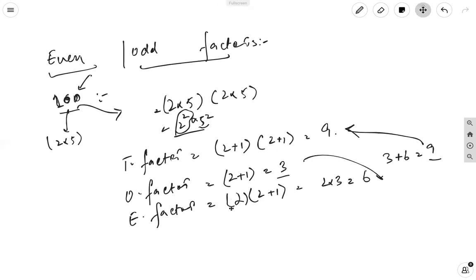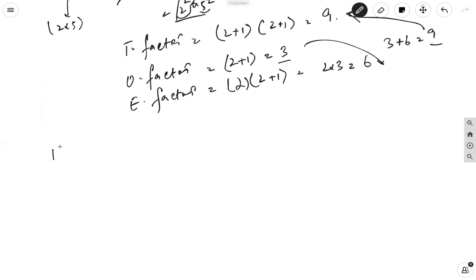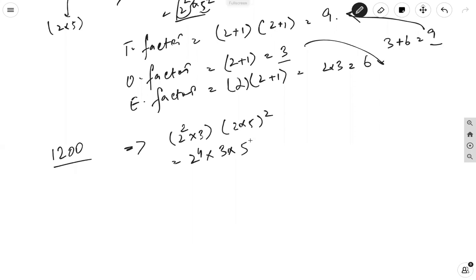Let me give you some other example to do this. For example, we have 1200. If you do prime factorization, this is 12 and 2 into 5 square, so this is 2 power 4 into 3 into 5 square. For finding odd factors, just completely ignore the 2 value and just add 1 in the other's power and add up and multiply those.